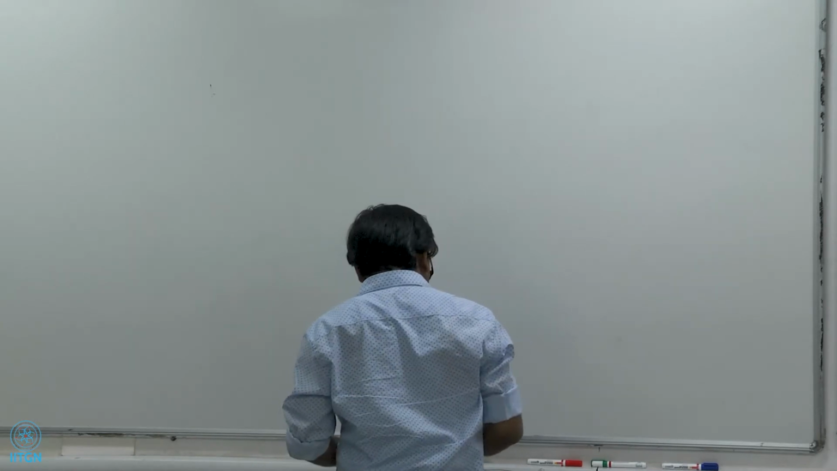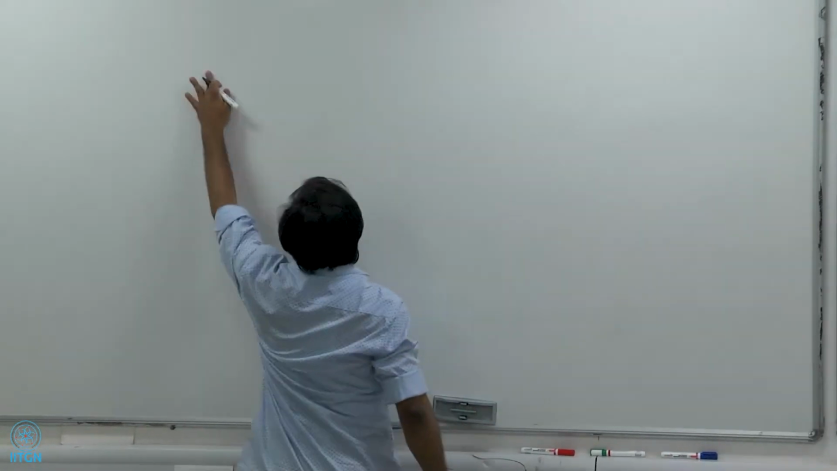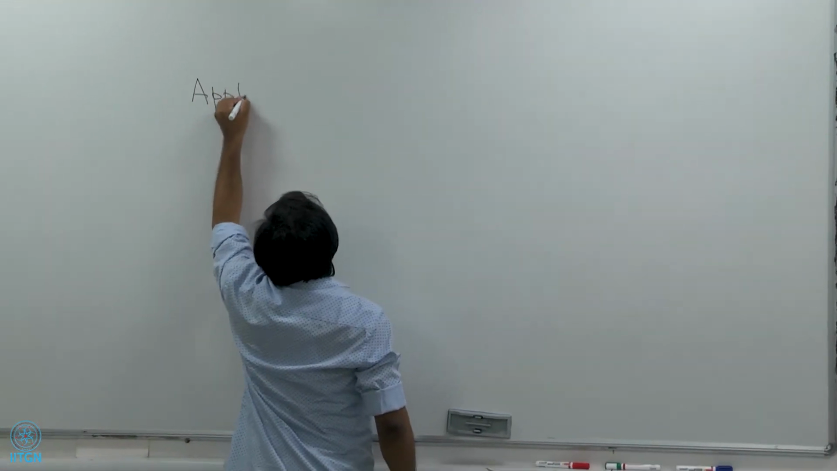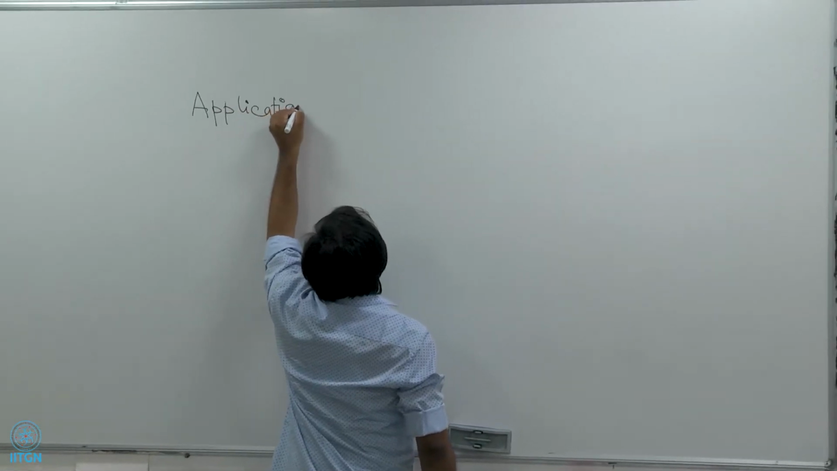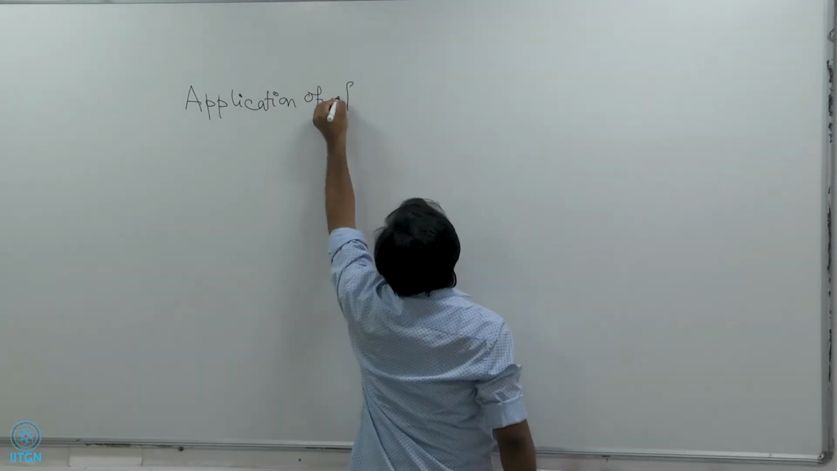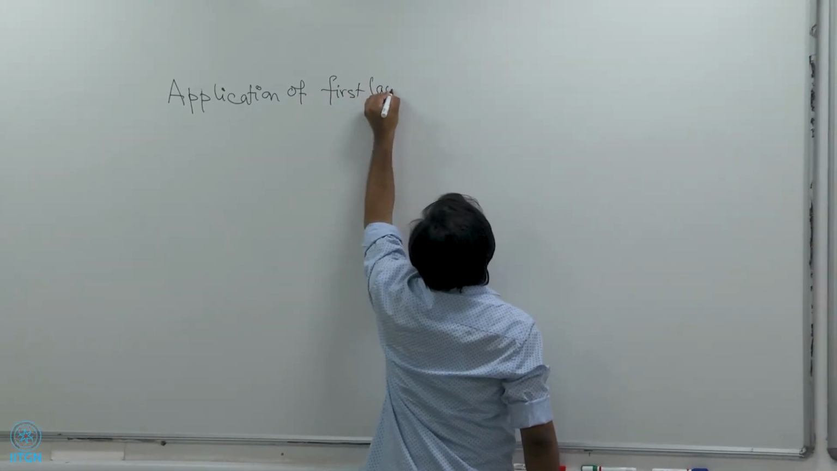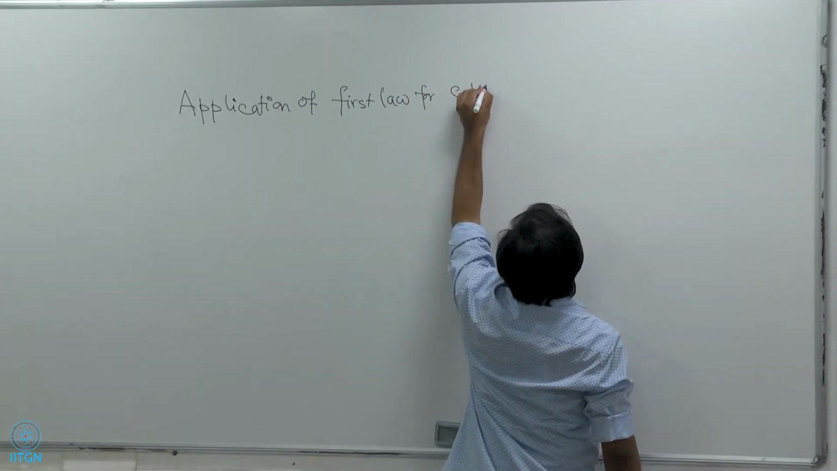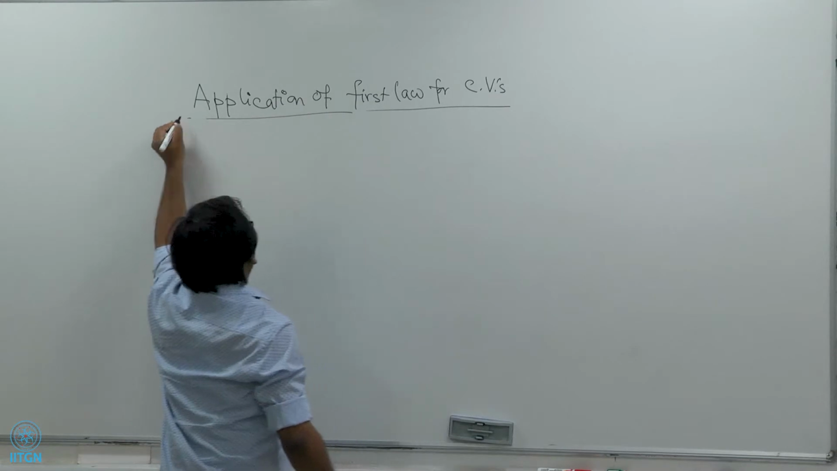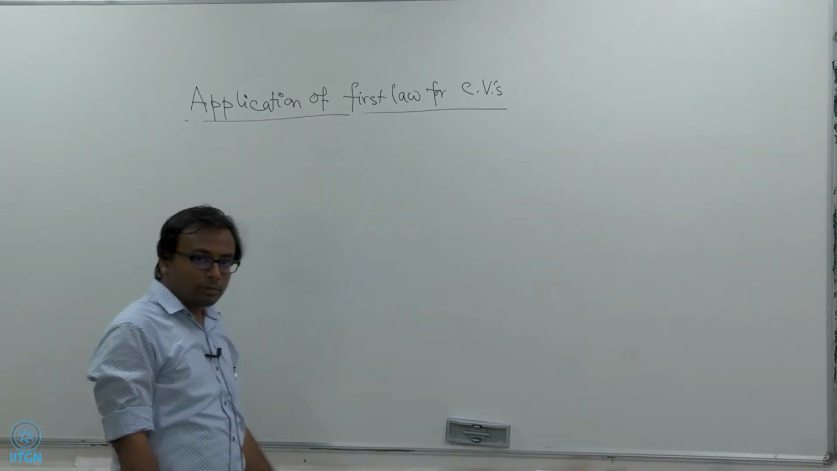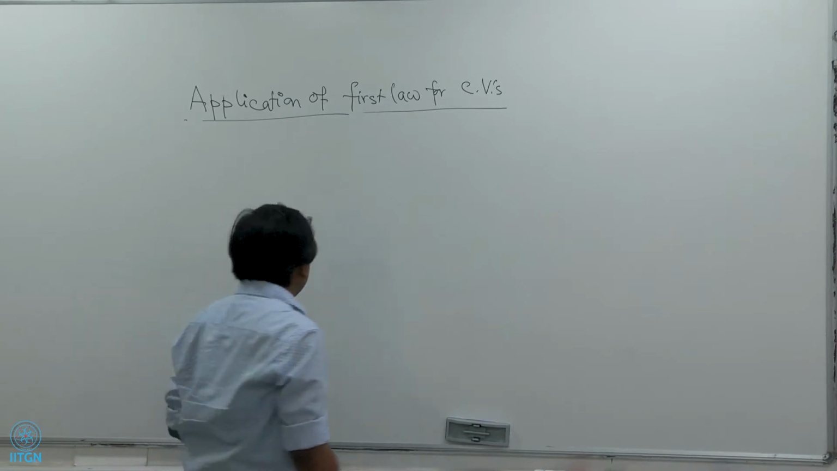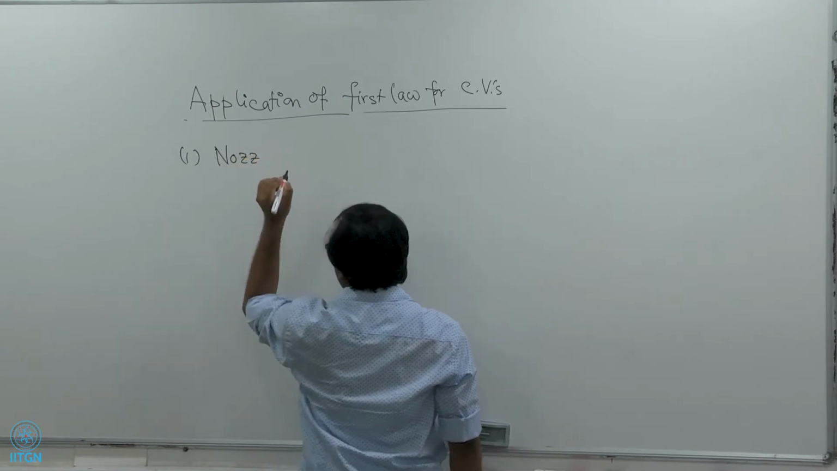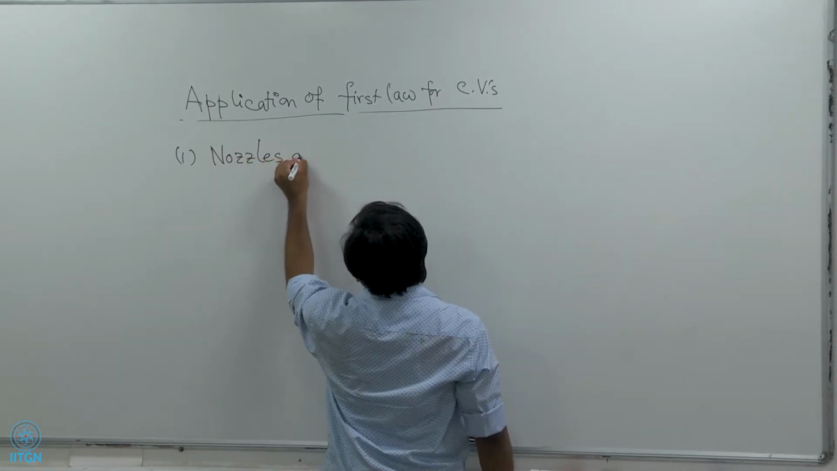So, the first and the easiest is probably, so the topic will be application of first law for open systems, for control volumes, for CVs. This is not curriculum vitae, this is CV, control volume, remember that. Okay. So, the first application that we will talk about, perhaps the easiest one, is nozzles and diffusers.